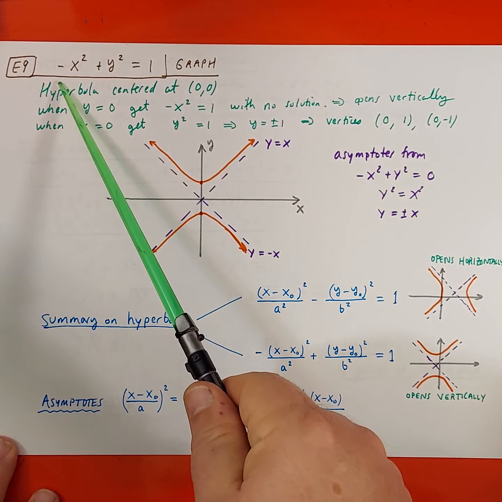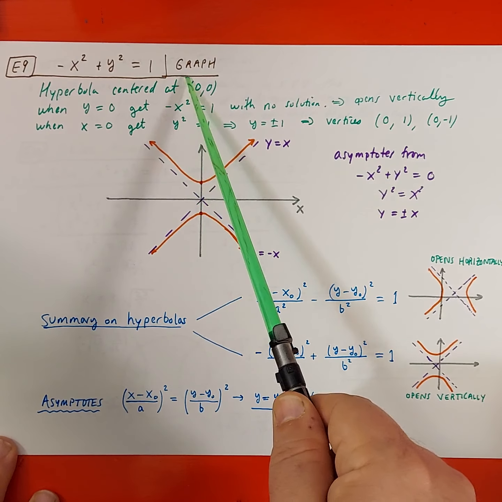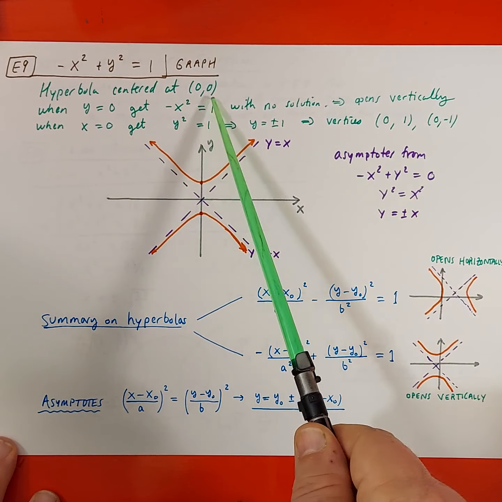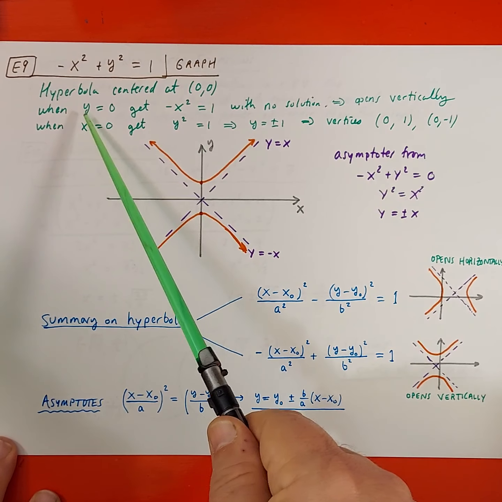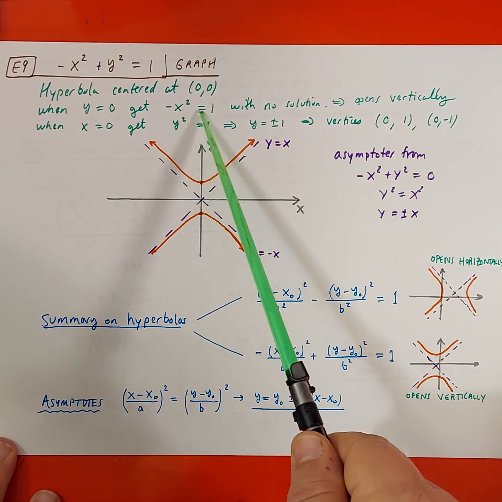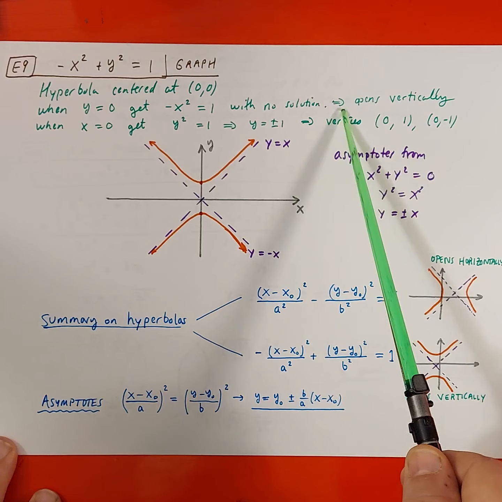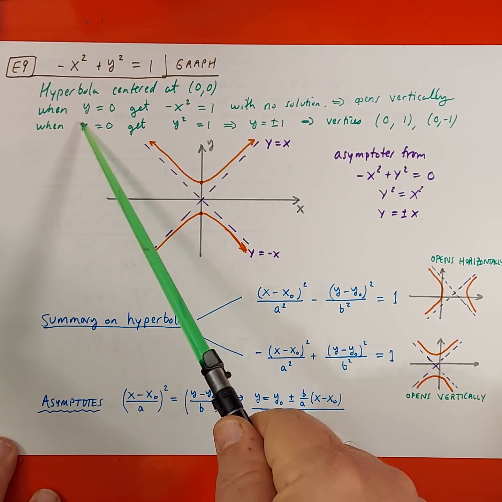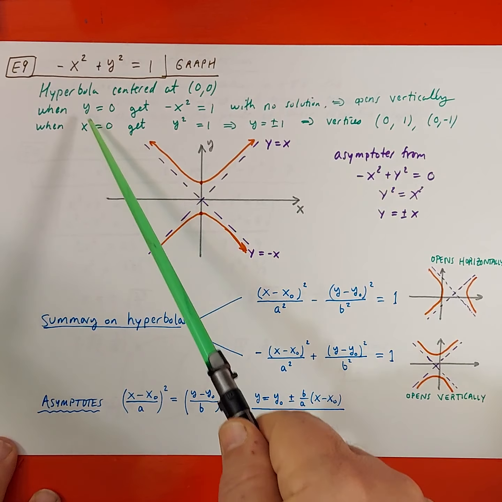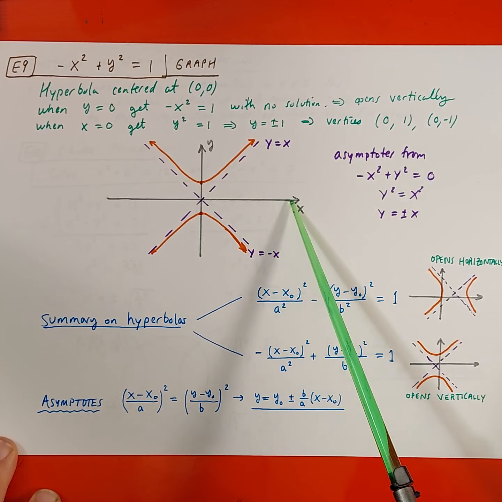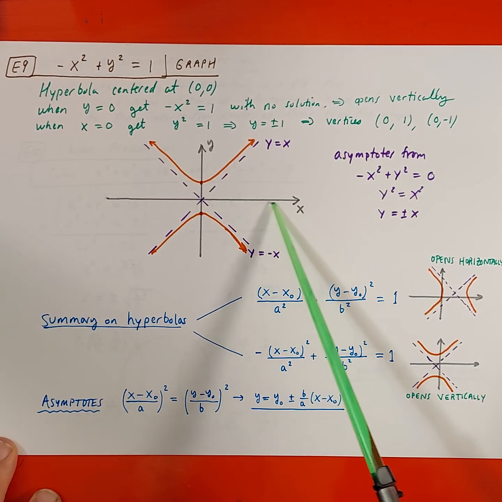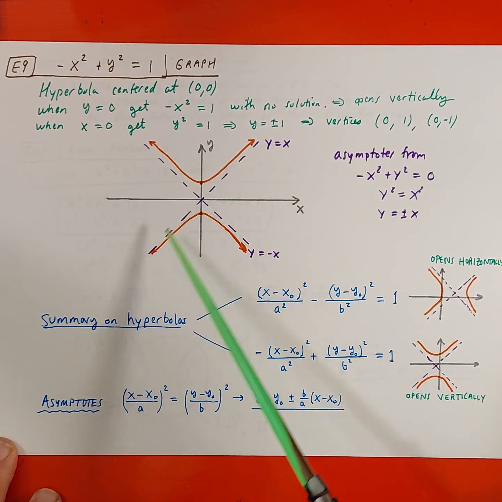Let's see here. So minus x squared plus y squared equals 1. So we've got a hyperbola centered at 0, 0. If you put y equal to 0, you get minus x squared equals 1, which means there's no solution, right? y equal to 0 is the x-axis, so we're saying the graph doesn't cross the x-axis. That means it's a vertically open hyperbola.